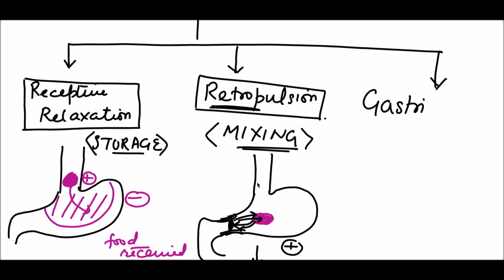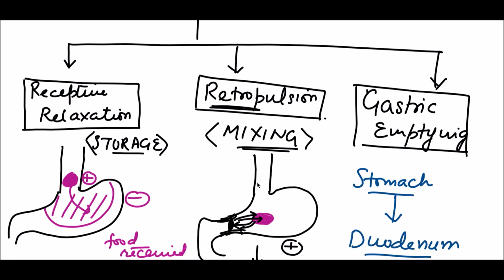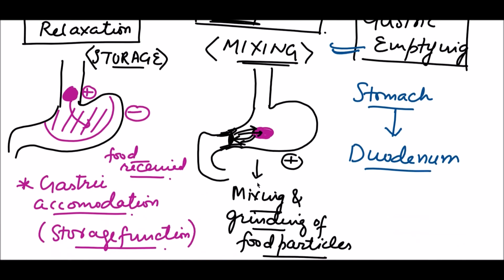The third important movement of the stomach, which is also a function of the stomach, is called gastric emptying. Gastric emptying simply means the contraction of the stomach, which results in movement of food from the stomach into the duodenum. Okay, now we'll discuss this gastric emptying in detail and the factors affecting gastric emptying.